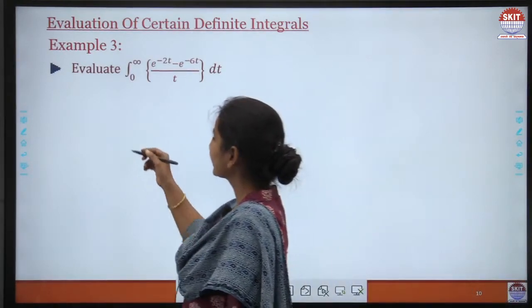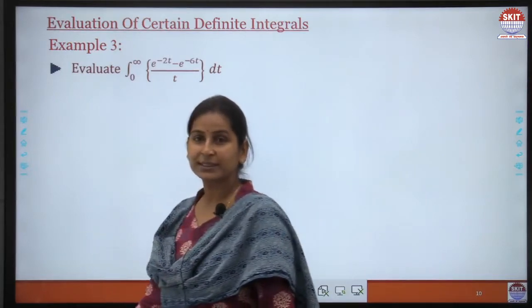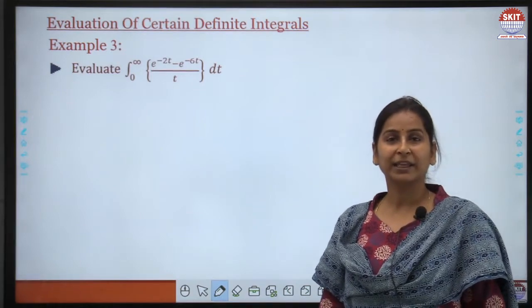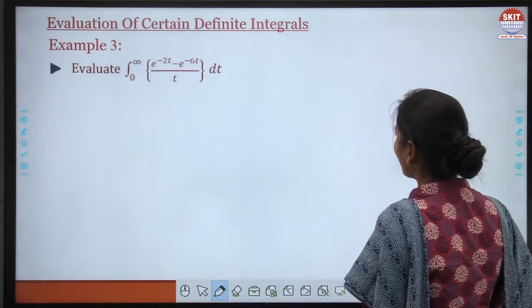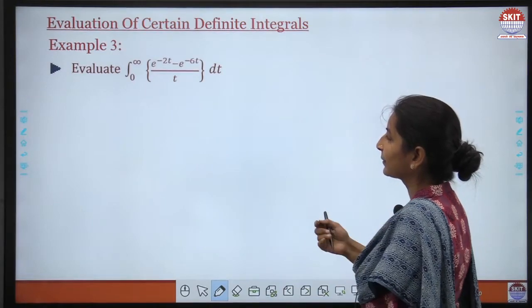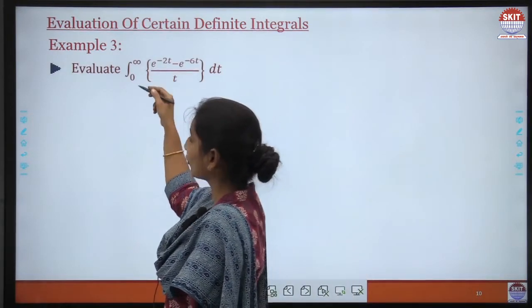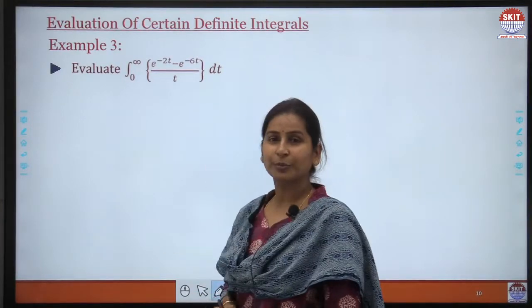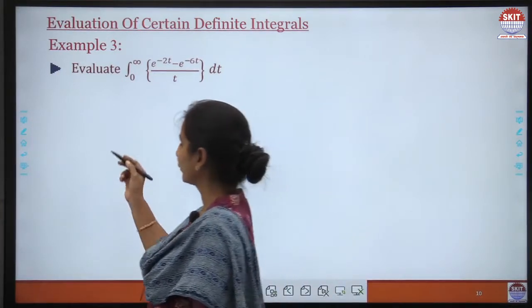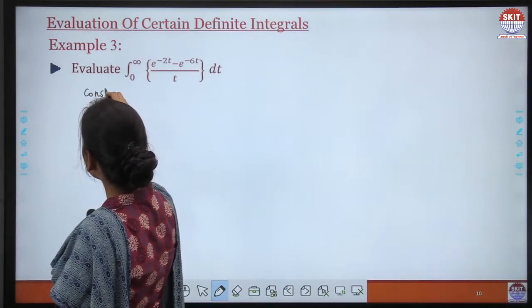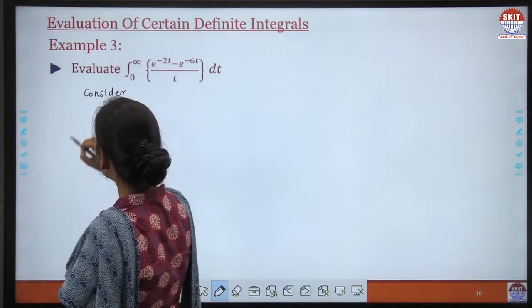The first one is we have to evaluate this integral. The condition for any integral to be evaluated by Laplace transform is that it must be an improper integral. That means it must have the limits from 0 to infinity, and then the integral should be for any variable t or u. So first, we consider the Laplace of this given function.